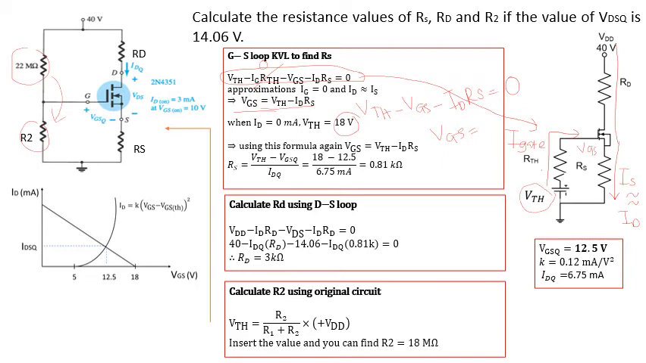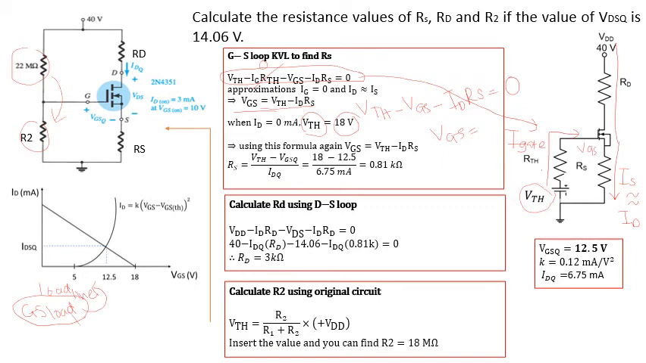From the load line, remember, in order for you to draw the load line, you have to analyze the GS loop. In other words, from the GS loop, you can get the information to draw the load line. That is why, in order for you to find the value of the VTH, we will analyze the GS loop.